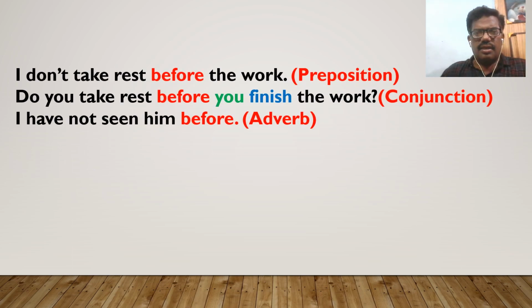In the first sentence, after the word before, there is a noun phrase, that is the work. So here the before is called preposition. In the second sentence, after the word before, we find subject plus verb, that is a clause. So here the word before is called a conjunction. In the third sentence, after before, we find no word. So here the word before is called an adverb.